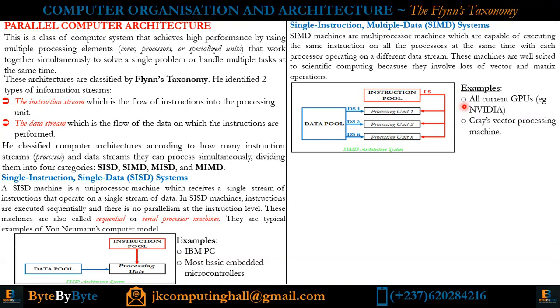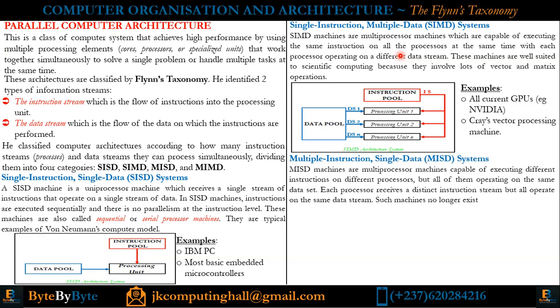As examples, we have current GPUs, e.g. NVIDIA, and we have the Cray vector processing machine. And take note, SIMD is a multiprocessor machine. The next one, multiple instruction, single data.